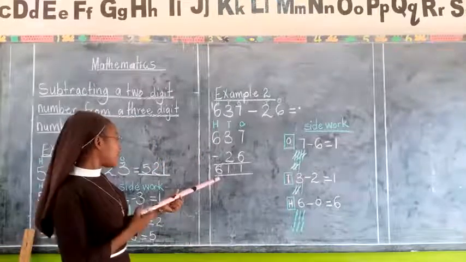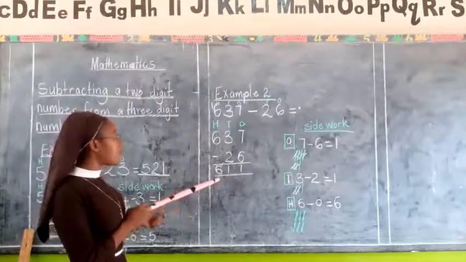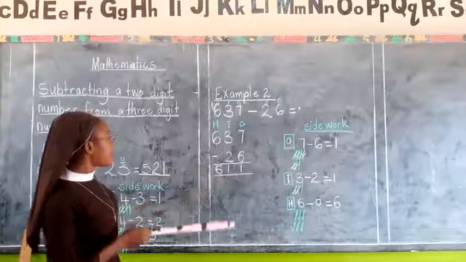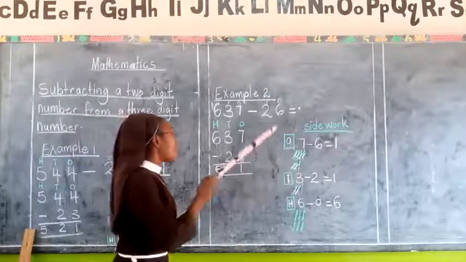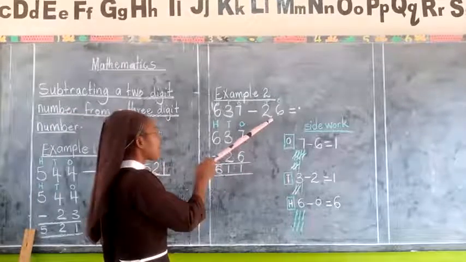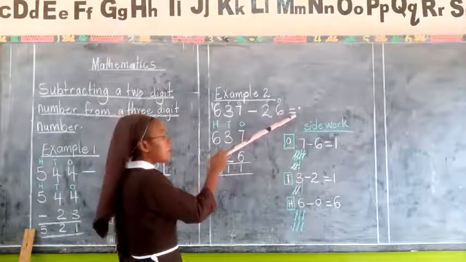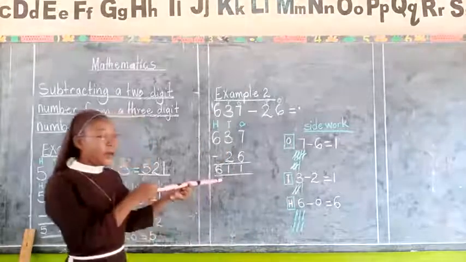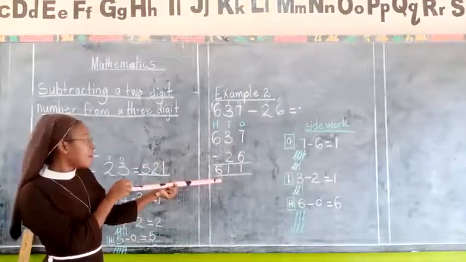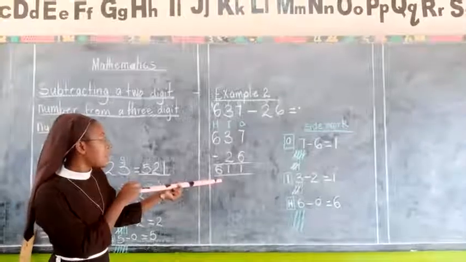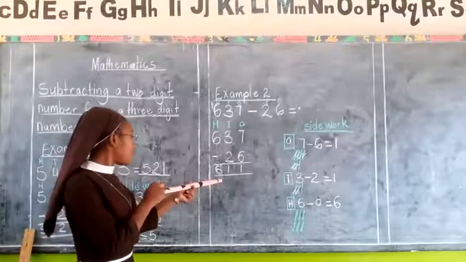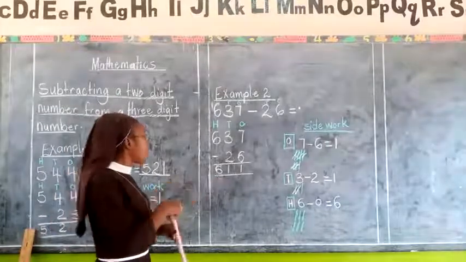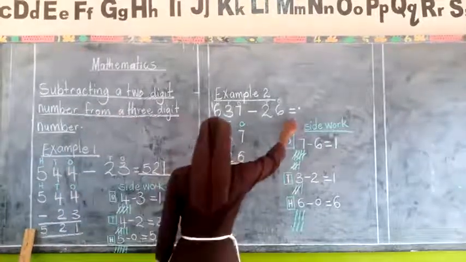After we have finished working out here, we go back to our question that was given to us, and it reads 637 take away 26 equal to. We have not yet filled in the answer here. If we end here, you will get half a mark. Or if there are 2 marks, you will get 1 out of 2. But we have to go back here. We are not supposed to end here. Always remember to come up here and fill in the answer.